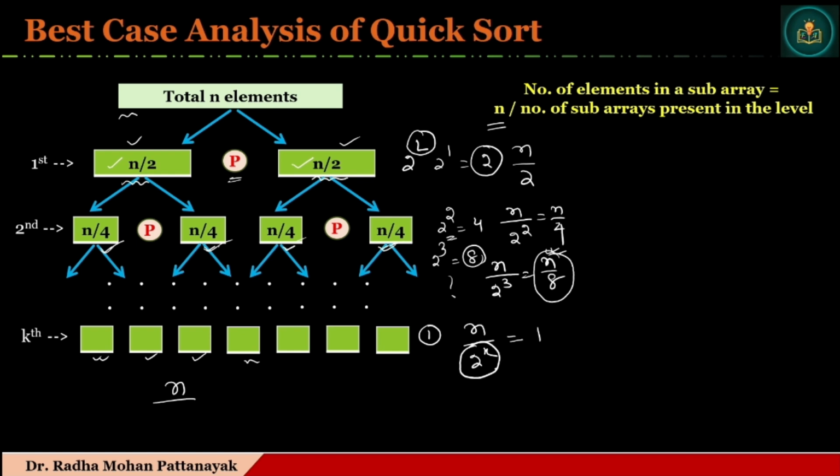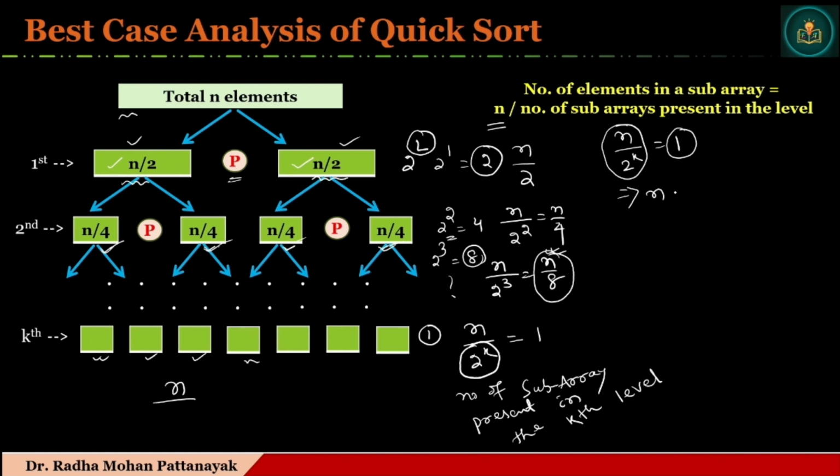Clear? What is 2 to the power k? 2 to the power k represents the number of subarrays present in the kth level, right? Now we'll find a solution. If n by 2 to the power k equals 1, why is it 1? Because you know that each subarray contains one element. So that's why n by 2 to the power k equals 1. That implies n equals 2 to the power k, right?